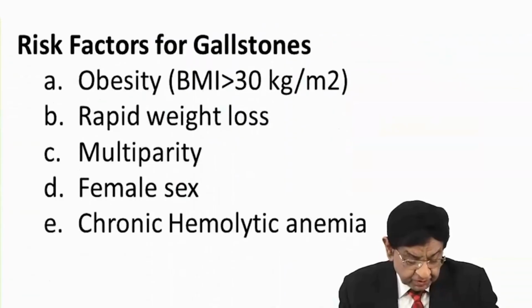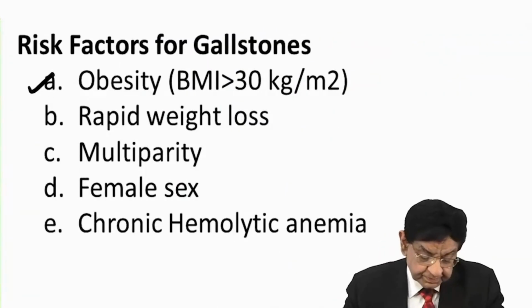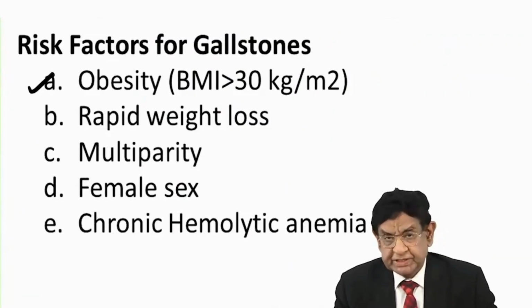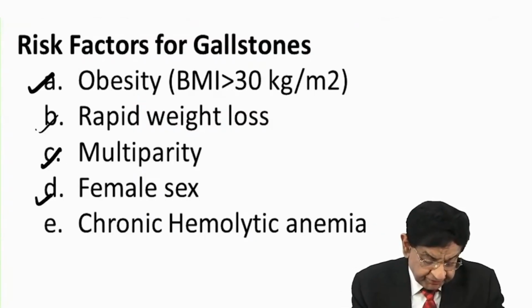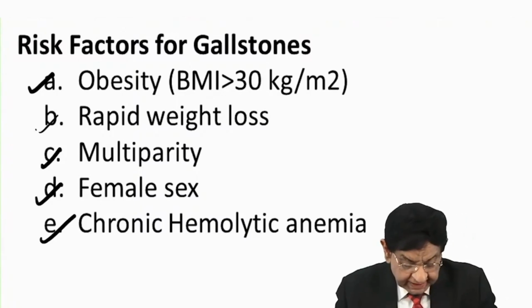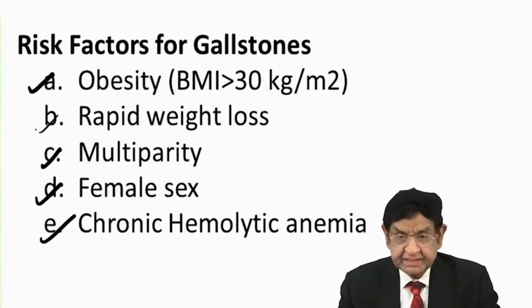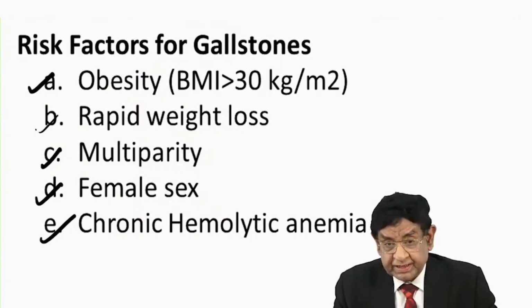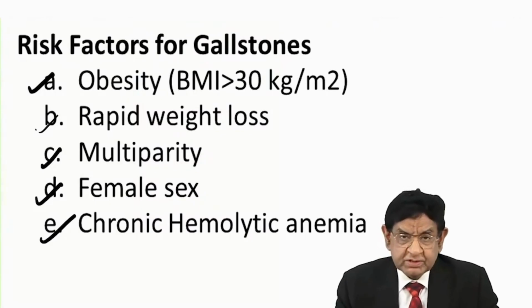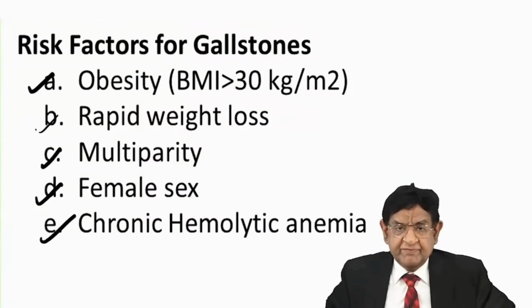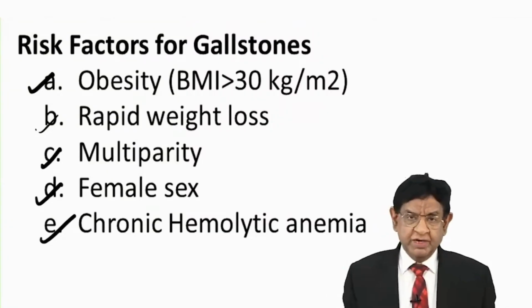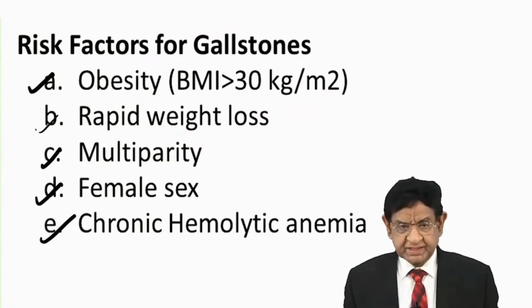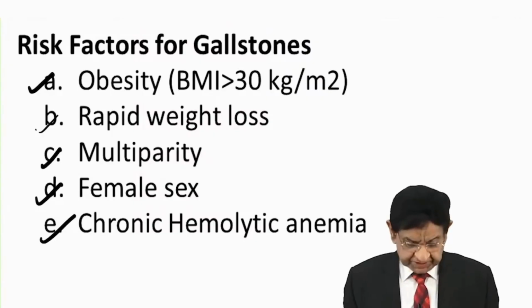Risk factors: obesity, BMI more than 30, rapid weight loss, multiparity, female sex, and chronic hemolytic anemia. These are the important ones, which are also covered by the fat, fertile female of 40 years. That is the standard thing, the golden line to remember which I mentioned. The predisposing factors are these.